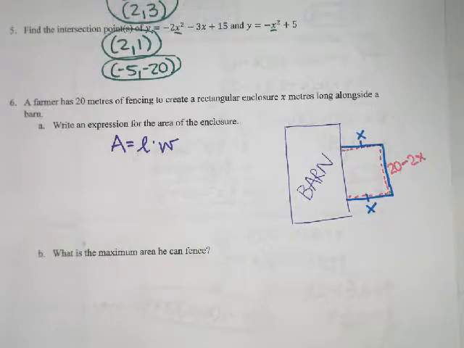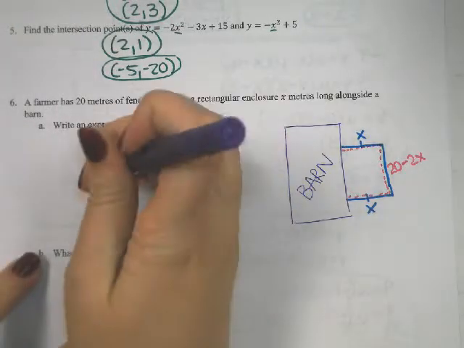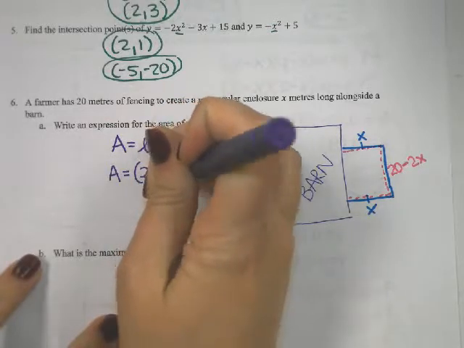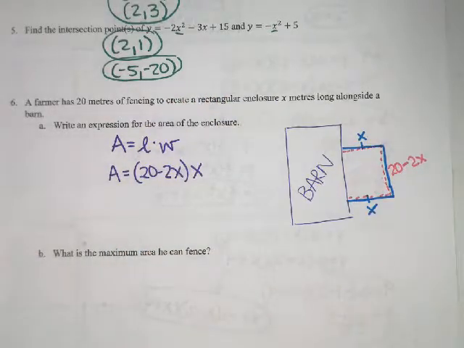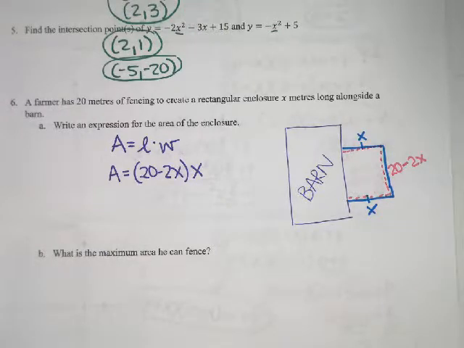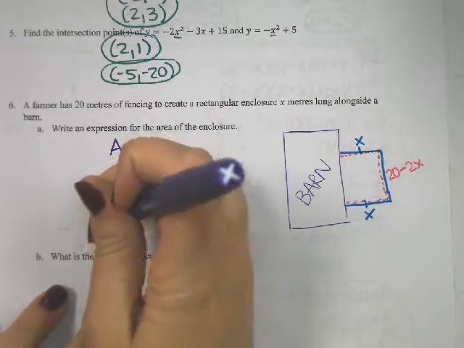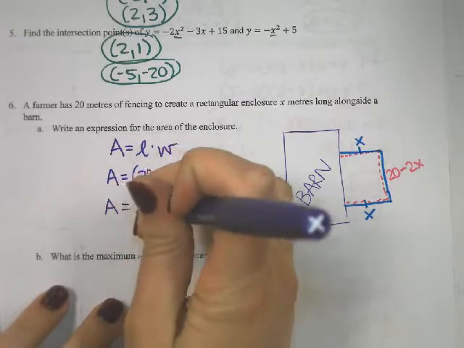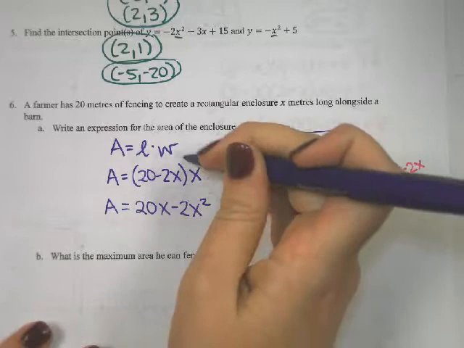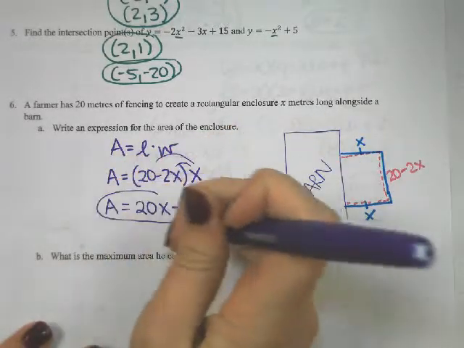To write an expression for the area, we have a length of 20 minus 2X and a width of X, so we multiply those together. Since it doesn't specify what type of expression, you could leave it like that. Additionally, we could write it as 20x minus 2x squared by distributing the x into the parentheses.